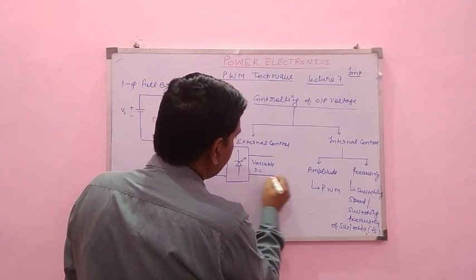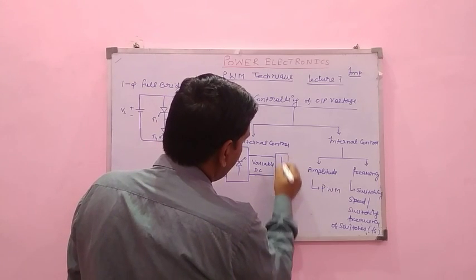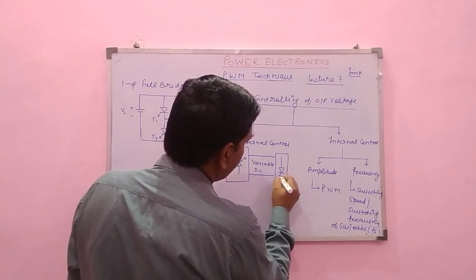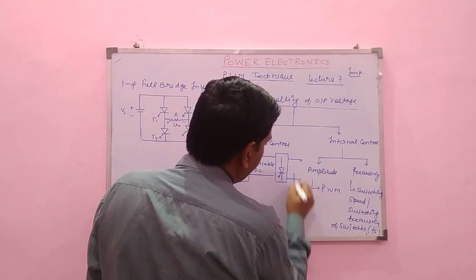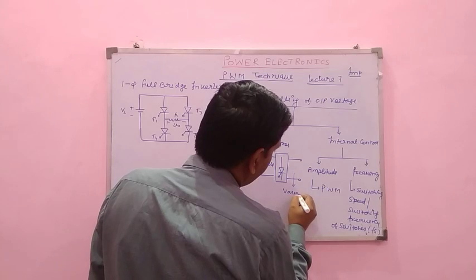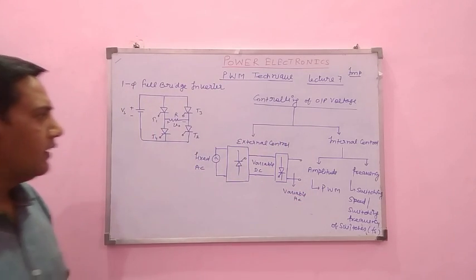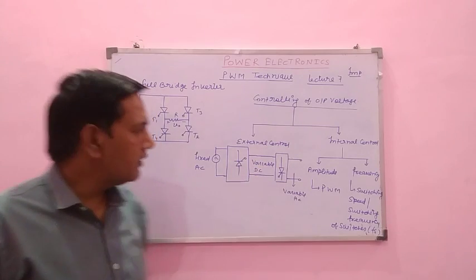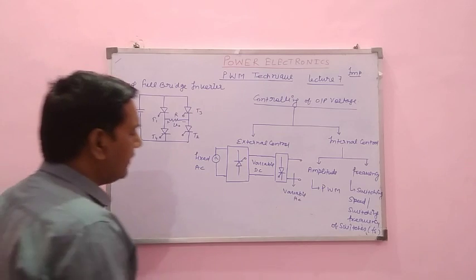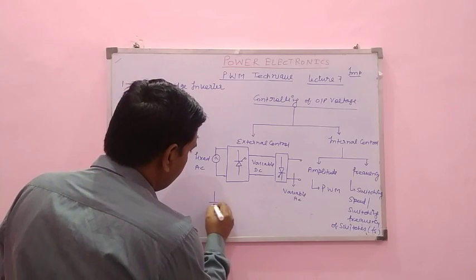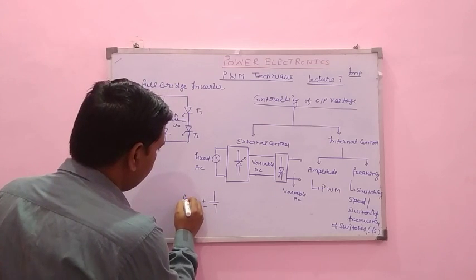This variable DC is fed to the inverter. So this is the inverter circuit, and at the output we will get the variable AC. This is one of the external circuits that can be used along with the inverter to get the output variable AC. The second method is that if we have a constant DC supply, plus minus, this is fixed DC.